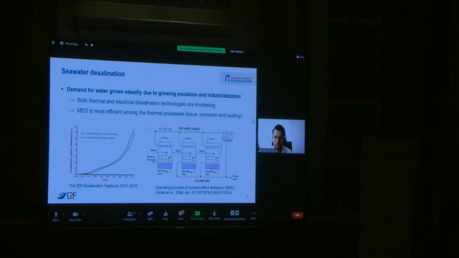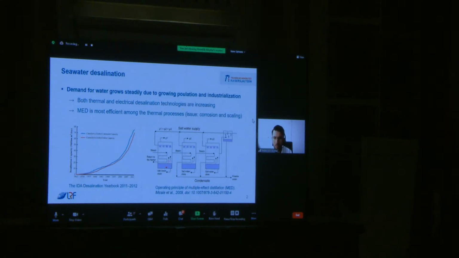The motivation to investigate novel materials for seawater desalination lies in the continuously increasing demand for drinking water in many regions of the world. The largest share of desalinated seawater is covered by RO and thermal processes like multi-stage flash distillation and multiple effect distillation. Among the thermal processes, multiple effect distillation is the most efficient one. The process is shown here in detail in this figure.